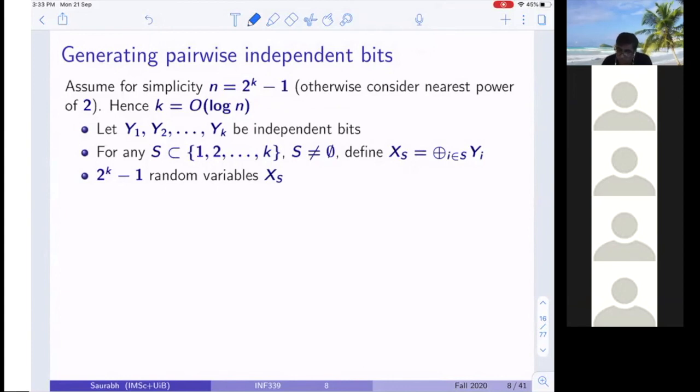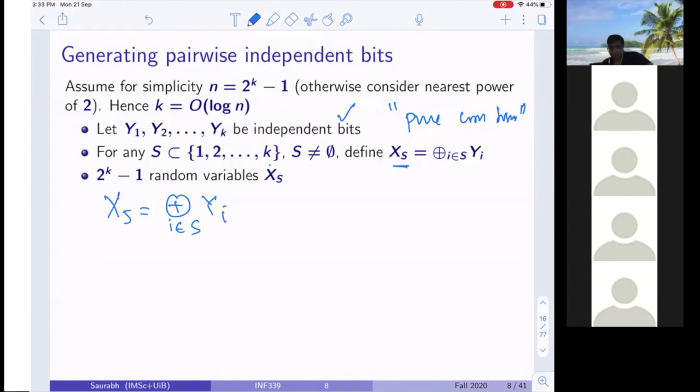And now y1 to yk are independent bits. Think of these y1 to yk like pure coin tosses. Now, how are we defining these xs? For every subset S of 1 to k, I'm defining xs as the summation over i in S of yi. So for each subset S of 1 to k, you just look at those particular yi's and take this sum.